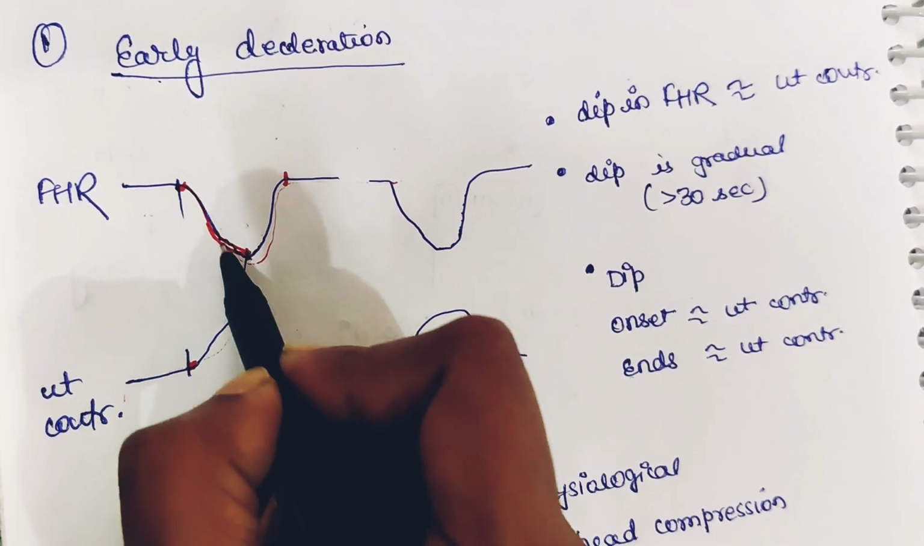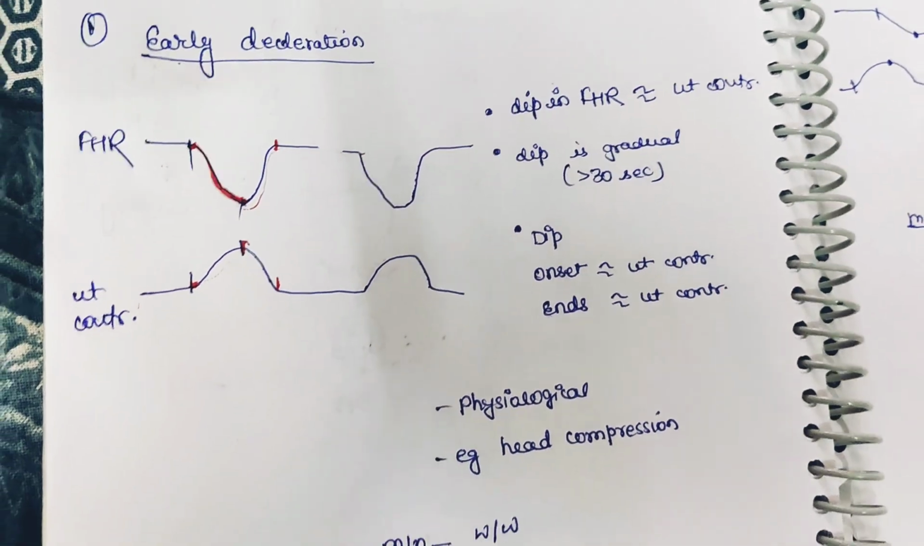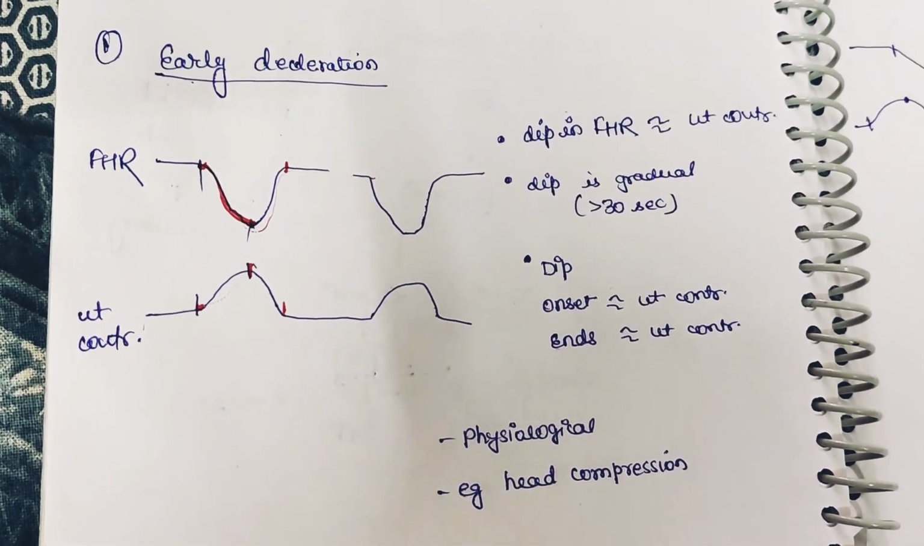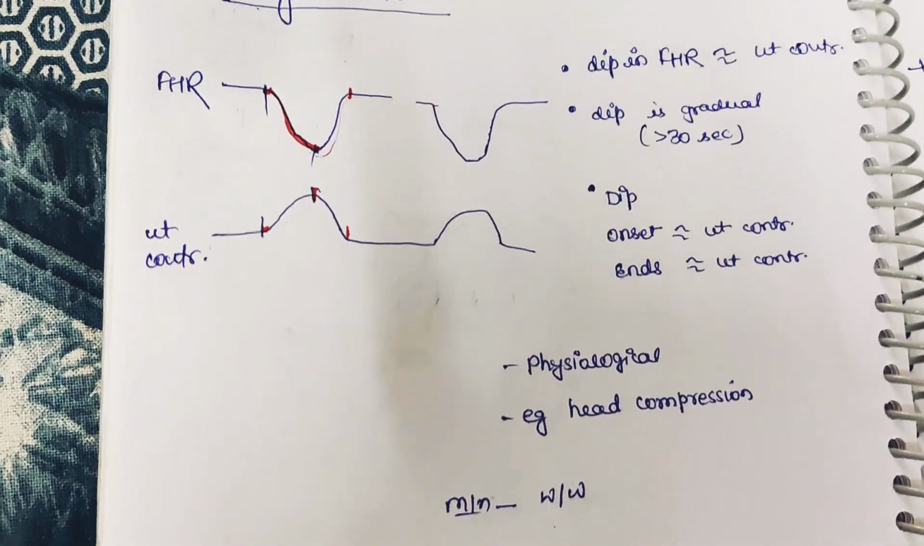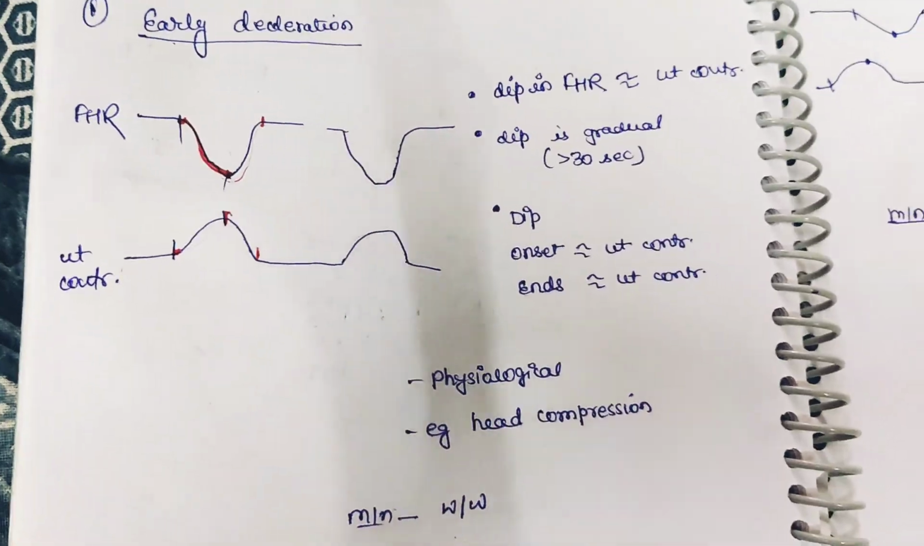So this is early deceleration, and we can see the dip is gradual. It took more than 30 seconds to come to peak. So the dip is gradual. So this is early deceleration. Early deceleration is physiological. It may be due to head compression, and in this case we manage only by follow-up. We just wait and watch.